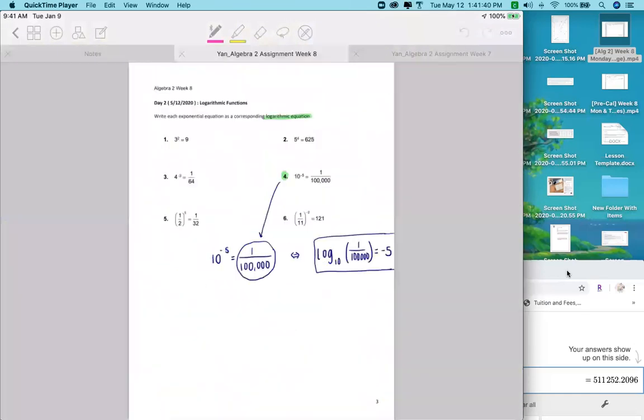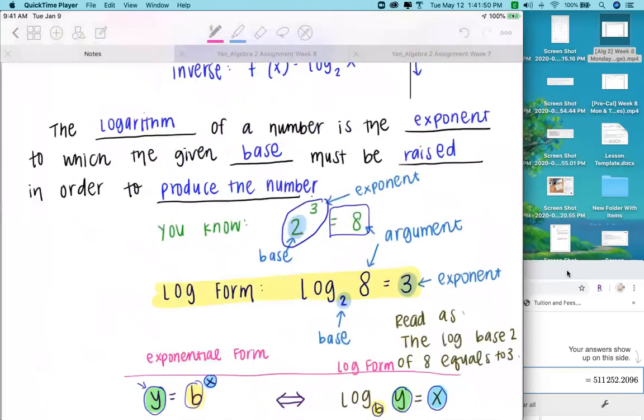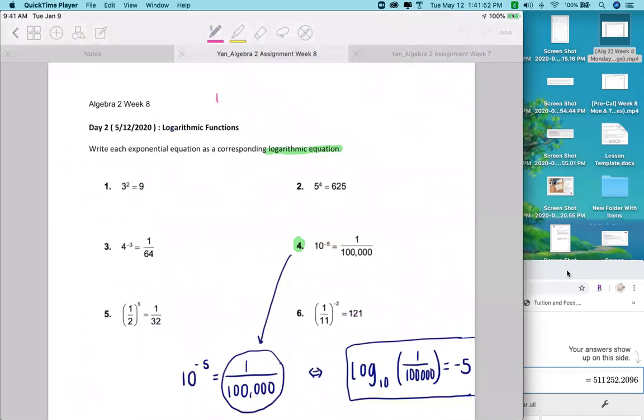And I'll write the formula at the top. So please start on day 2's homework. We're going to write y equals b to the x. And this converts to log base b of the opposite side, which is y, equals my exponent. Okay, keep in mind you always set it equal to your exponent.